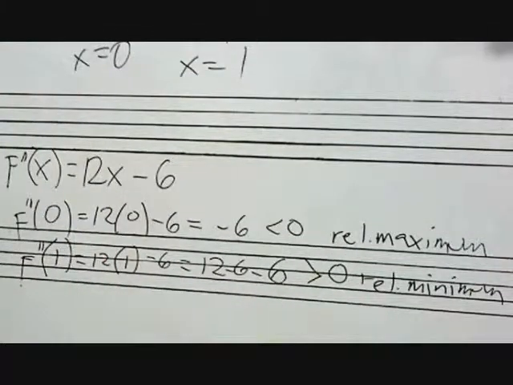After substitutions to the second derivative function, we get negative 6 that is less than 0, which means there is a relative maximum at x equals 0. And we get positive 6 that is greater than 0, which means there is a relative minimum at x equals 2. Alright, I guess I'm ready for my exam tomorrow.